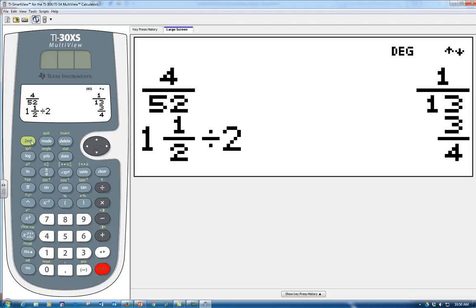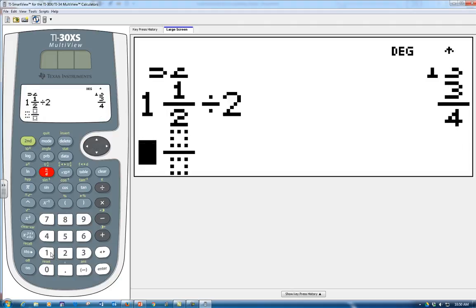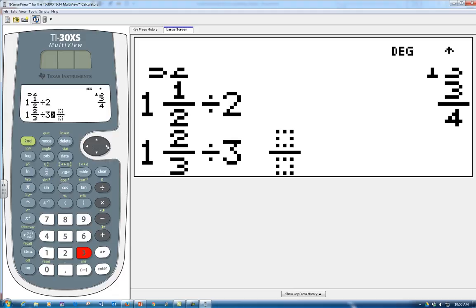Example D is another one. It's 1 2/3. So I'm going to put my fraction there. 1 2/3 divided by 3/4. Whoops. It's very easy when you make a mistake.